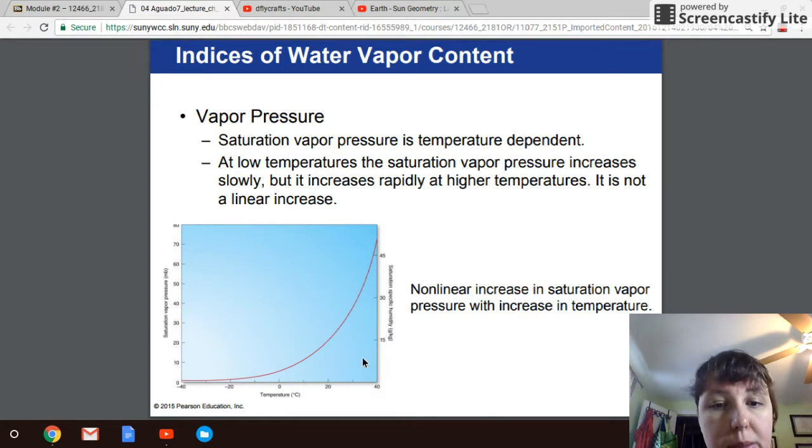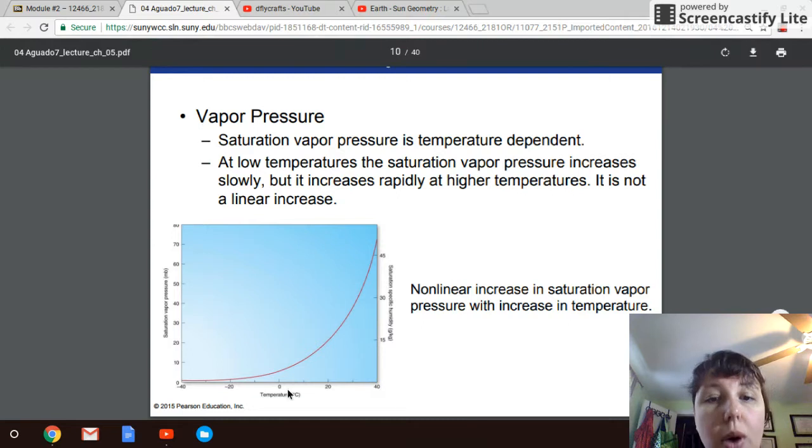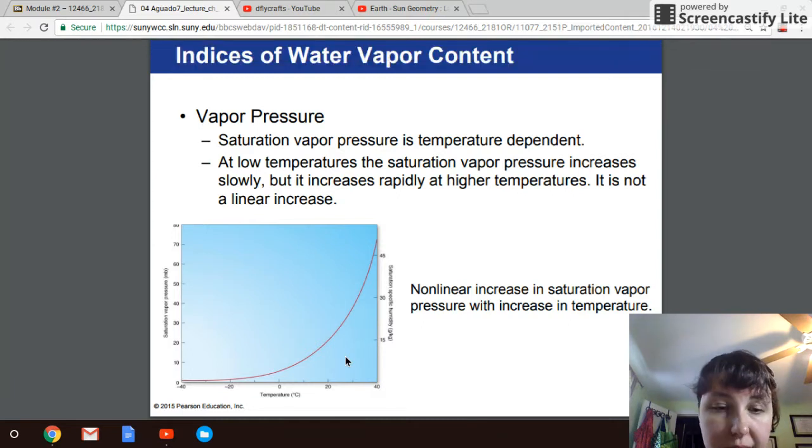Everything below this line has evaporation being greater than condensation. So there's a lot of evaporation occurring down here, and there's still room for more evaporation. I can put more water molecules in their gas form into my atmosphere if I'm below this line.